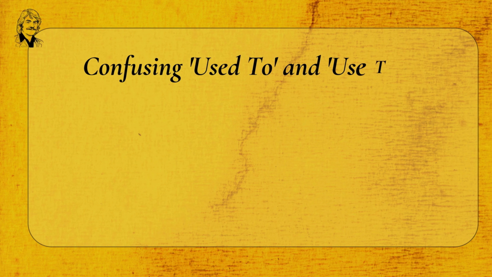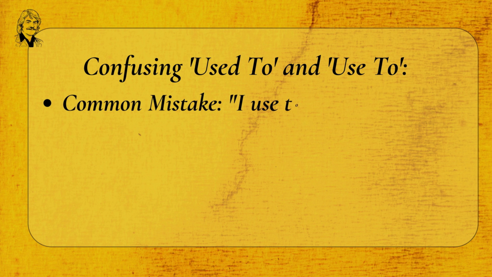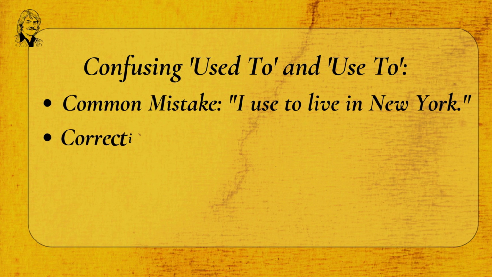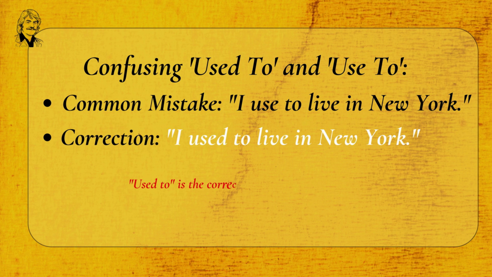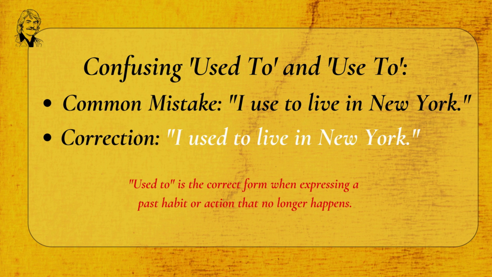Confusing used to and use to. Common mistake: I use to live in New York. Correction: I used to live in New York. Used to is the correct form when expressing a past habit or action that no longer happens.